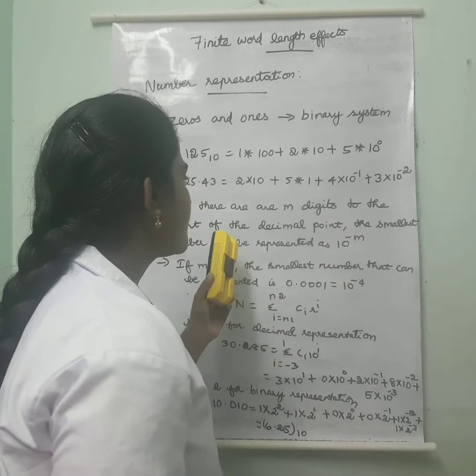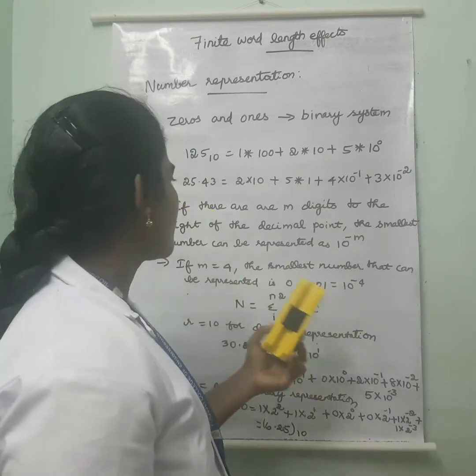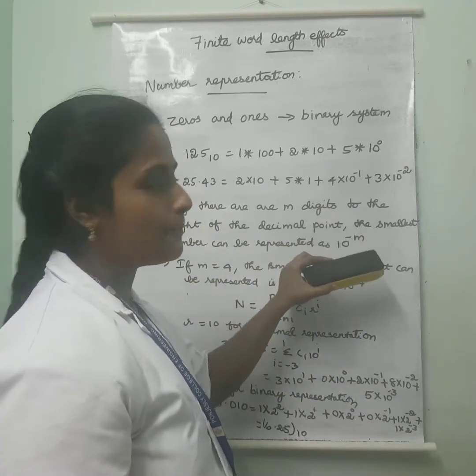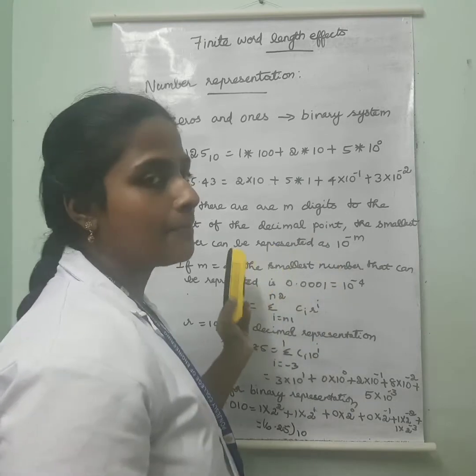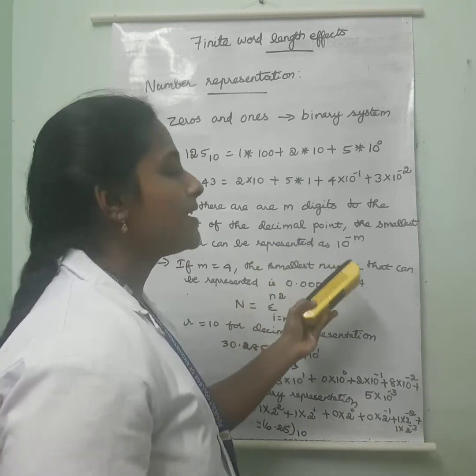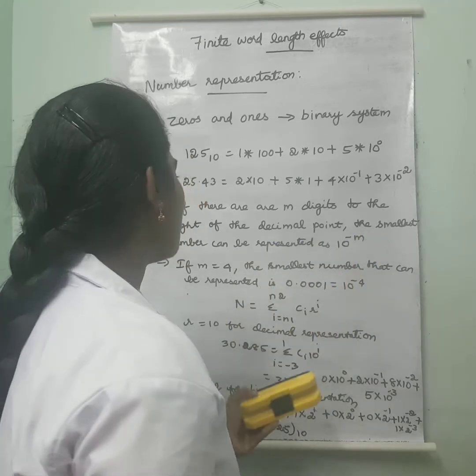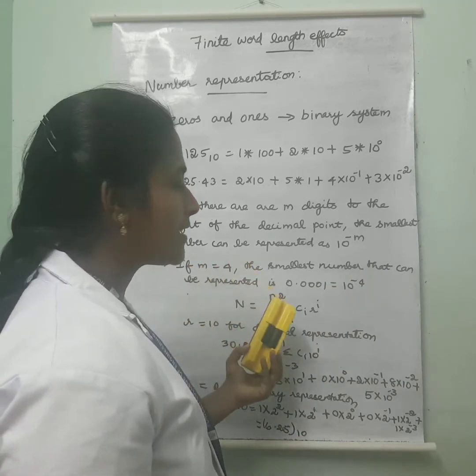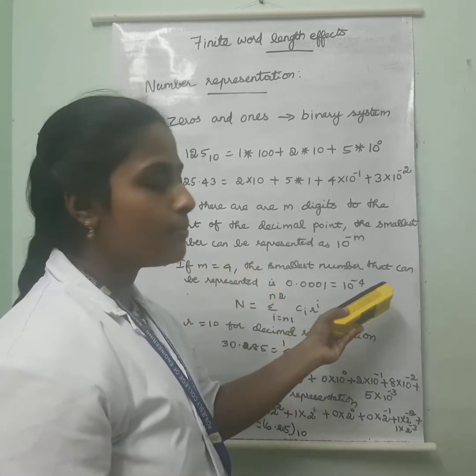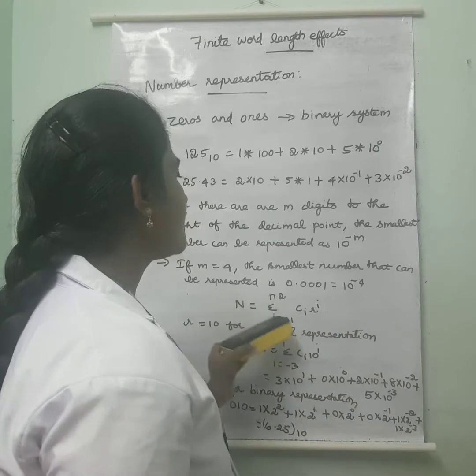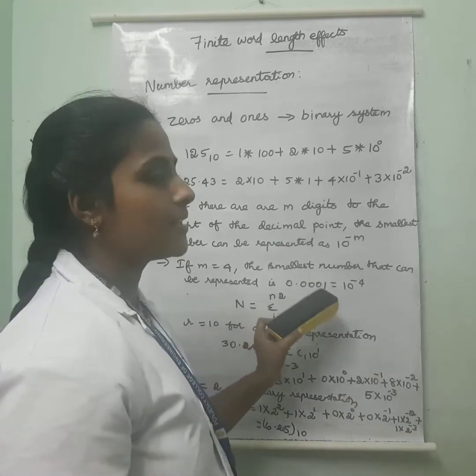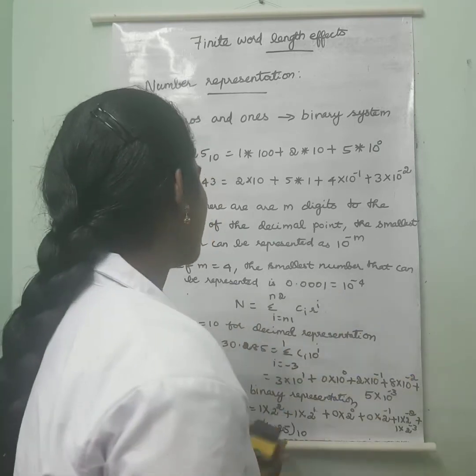Next, if there are m digits to the right of the decimal point, the smallest number that can be represented is 10 power minus m. For example, if m is equal to 4, the smallest number that can be represented is 0.0001, that is 10 power minus 4.